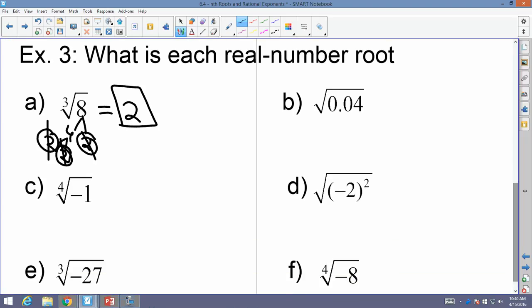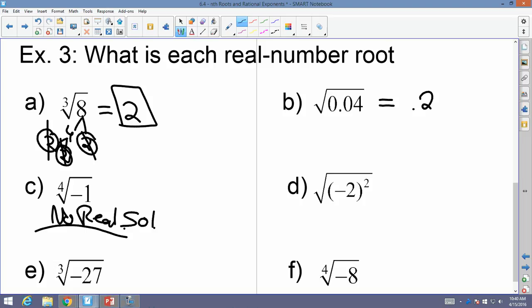How about this bad boy? It's not 0.02. It's 0.2 because 0.2 times 0.2 is 0.04. We just went over that. What's the fourth root of negative 1? Yeah, no real solutions here. Can't do that.